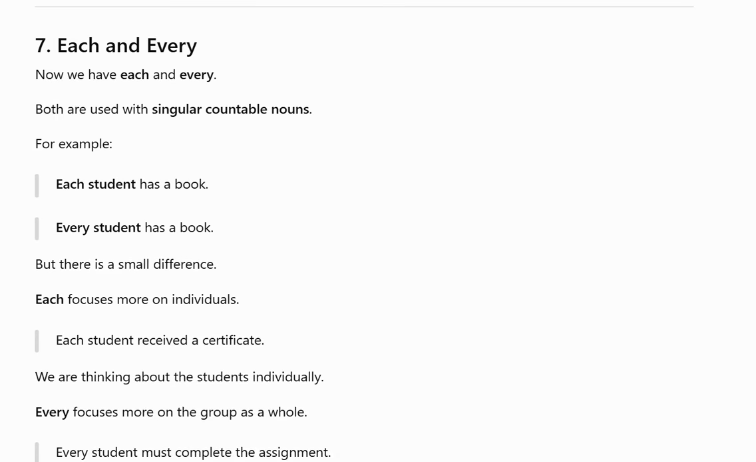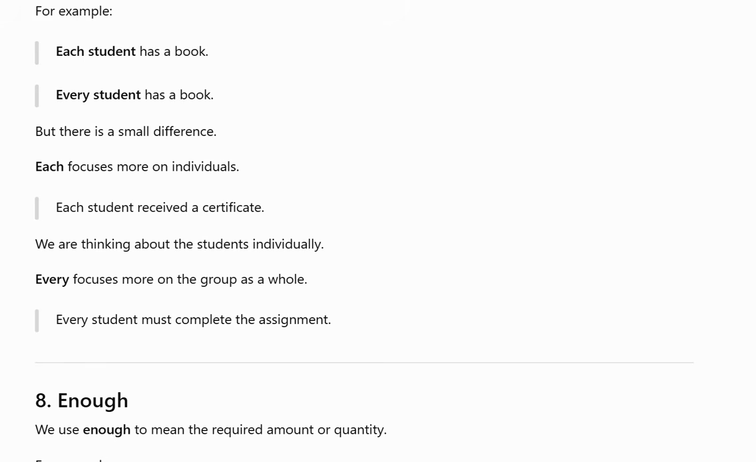Each and every. Now we have each and every. Both are used with singular countable nouns. For example, each student has a book. Every student has a book. But there is a small difference. Each focuses more on individuals. Each student received a certificate. We are thinking about the students individually.